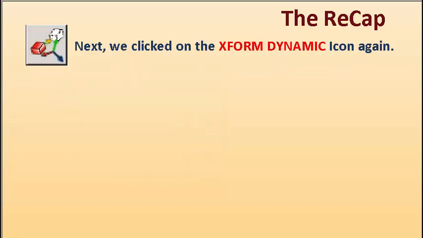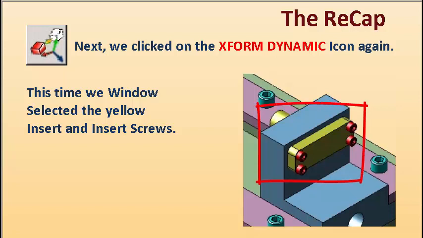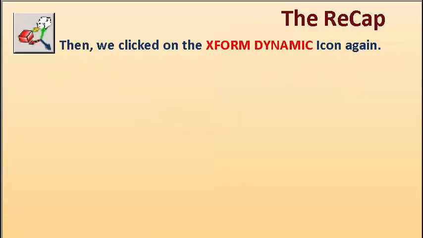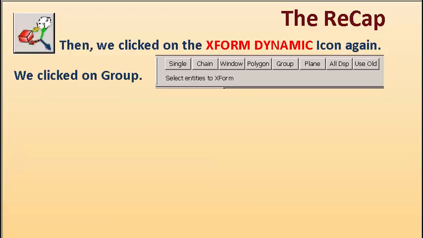Next, we clicked on the X-Form Dynamic icon again. This time, we window selected the yellow insert and insert screws. We dragged these out to an exploded position and hit Accept. Then we clicked on the X-Form Dynamic icon again.